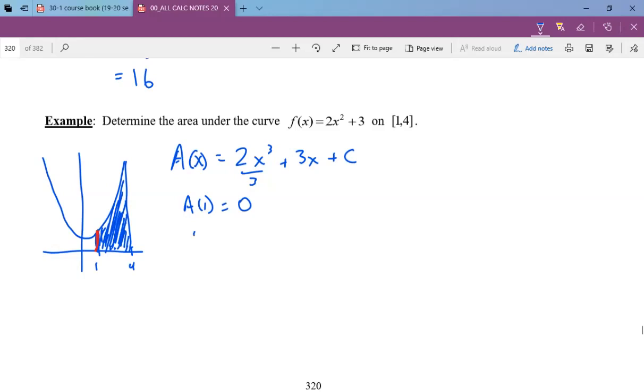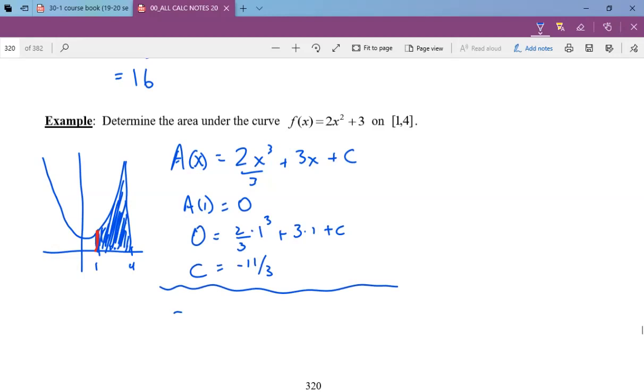So therefore, 0 is equal to 2/3 times 1 cubed plus 3 times 1 plus C. C is equal to negative 11 over 3. All of that put together, A of x is equal to 2/3 x cubed plus 3x minus 11/3.